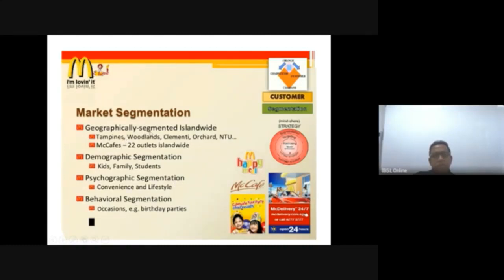See, geographical basis, this actually in Singapore, how McDonald's in Singapore has segmented their customer base. So there are 22 outlets island-wide, McCafes. These are various places. They have their normal outlets geographically. There are many outlets in Singapore in various cities. Demographically, they are targeting kids as a separate segment, family another segment, students, and so on. Psychographic segmentation, I said, based on the lifestyle, the convenience and lifestyle. Behavioral occasions like birthday parties, anniversaries, and occasions.